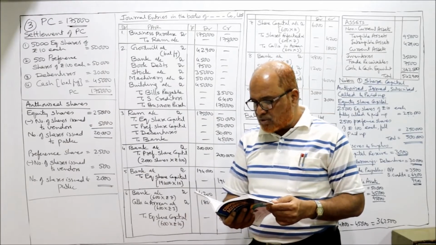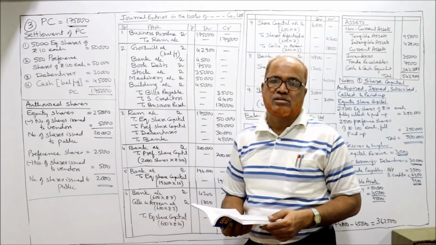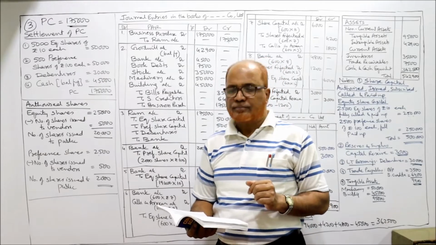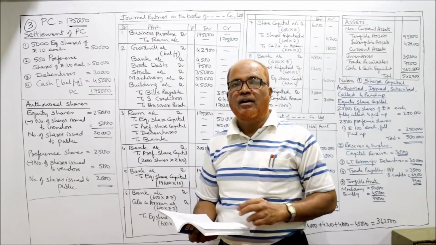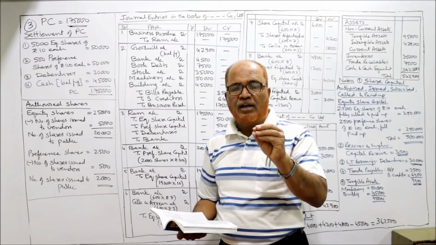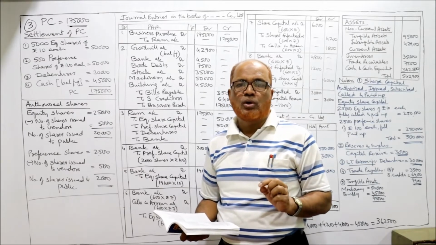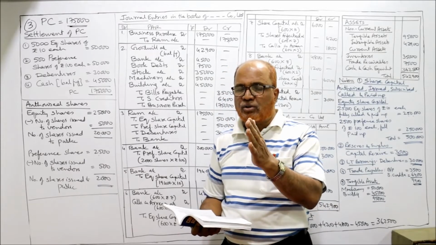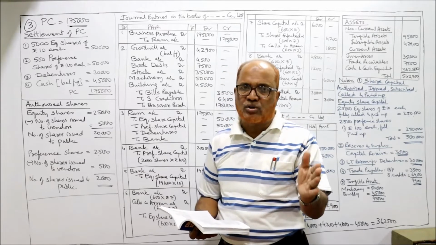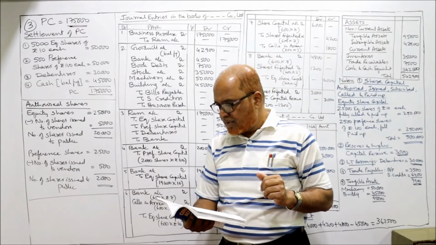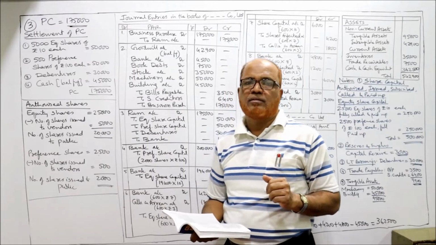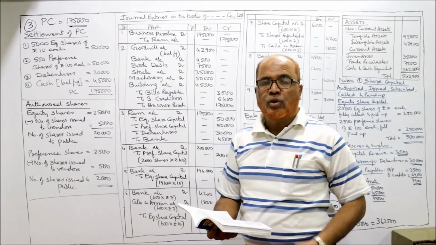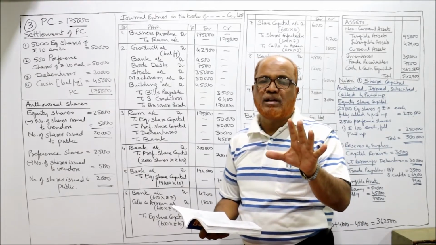And rupees 50,000 in fully paid preference shares. So 50,000 divided by 100, you'll get 500. So 500 preference shares are issued of rupees 100 each. 50,000 rupees of equity shares, 50,000 rupees of preference shares, and 30,000 in debentures, and the balance in cash. So they get total PC 1,75,000.